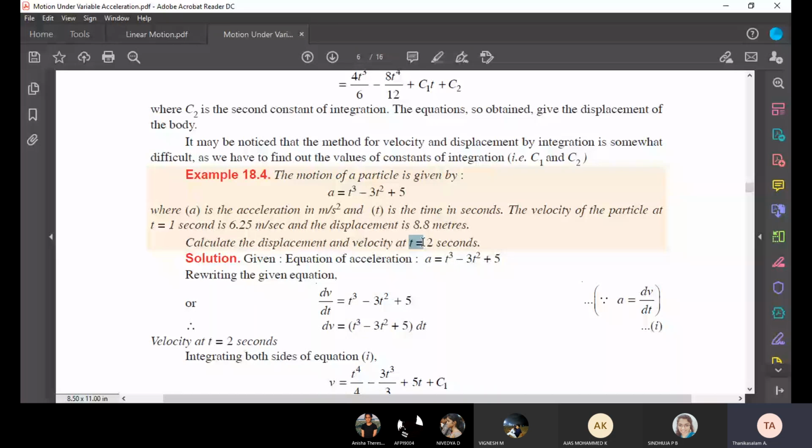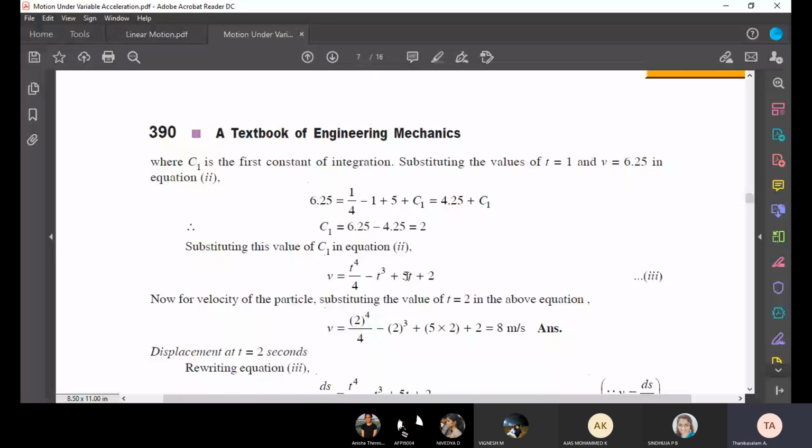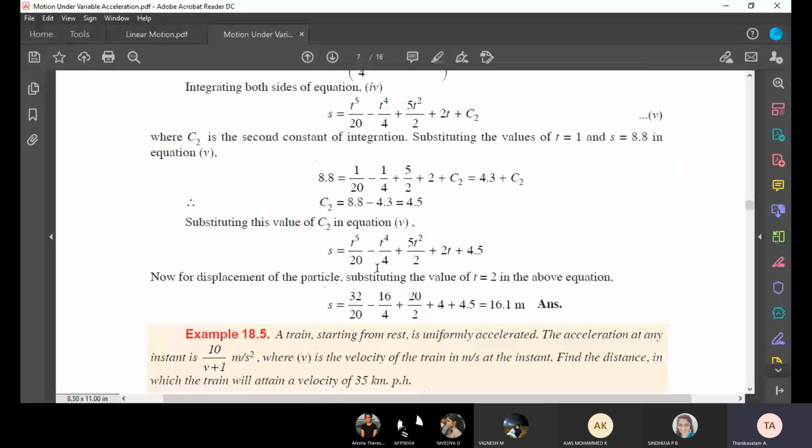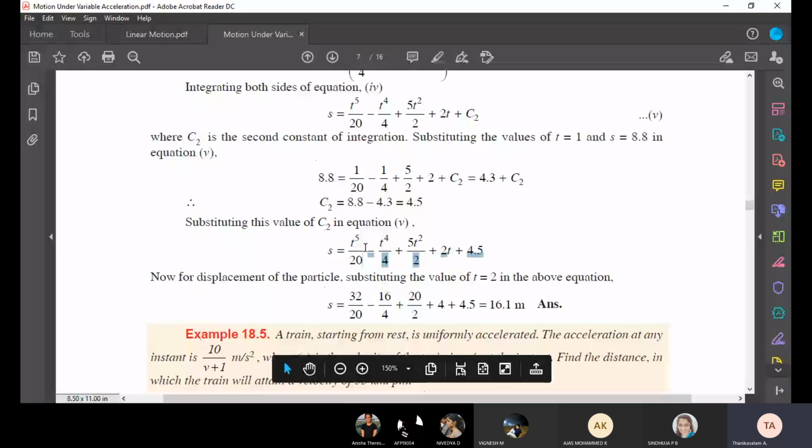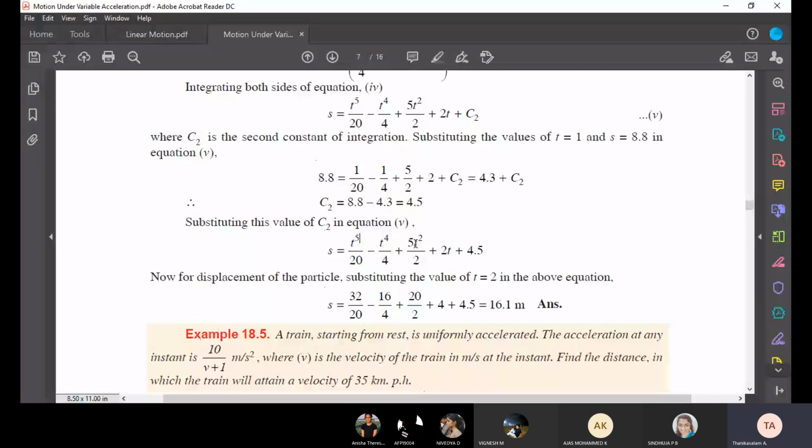Now apply t equal to 2 seconds. 2 to the power 5 is 32, so 32 by 20, minus 2 to the power 4, which is 16, divided by 4, plus 5t squared. 2 squared is 4, and 5 into 4 is 20, so 20 divided by 2, plus 2 into 2, which is 4, plus 4.5. After simplification, s equals 16.1 meters.